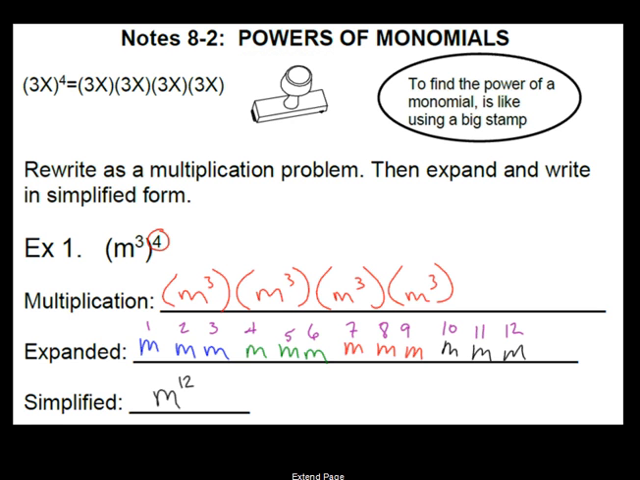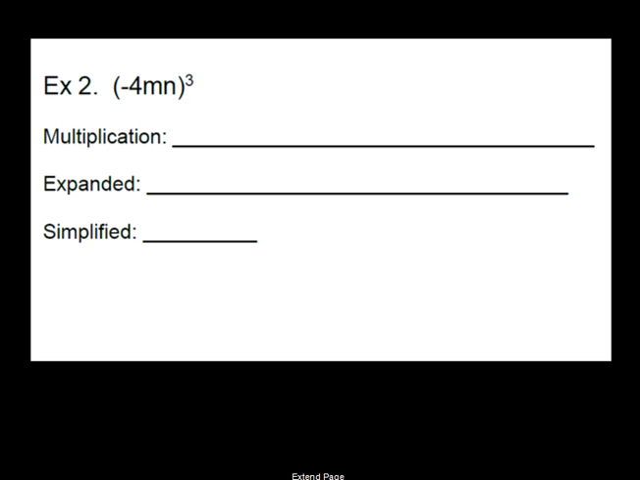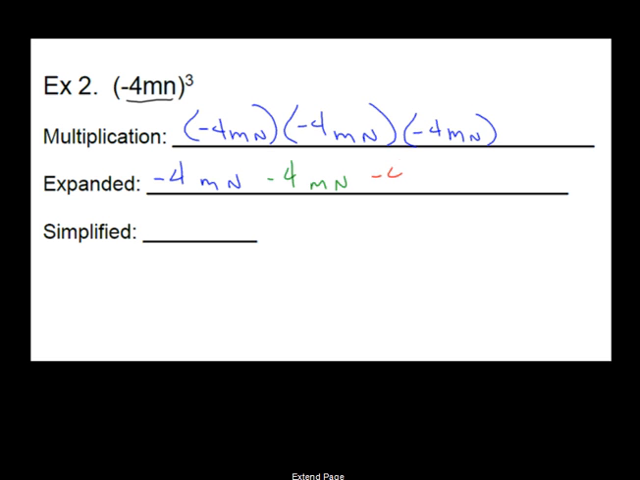All right, so looking at example 2 here. In example 2, I have negative 4mn in parentheses raised to the third power. So that means we're going to do negative 4mn times negative 4mn times negative 4mn. So this means I'm just going to do negative 4 times m times n, negative 4 times m times n, and negative 4 m n.